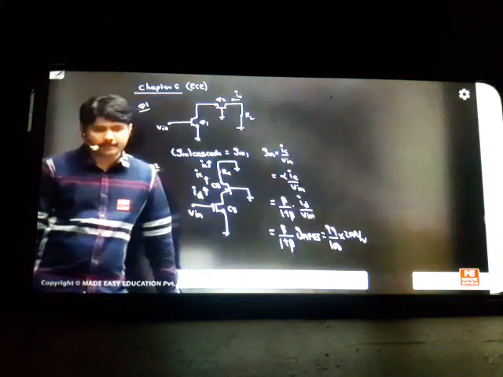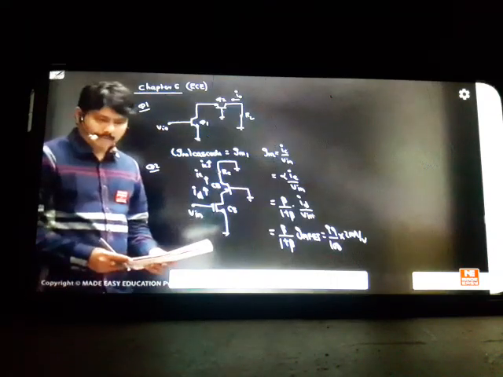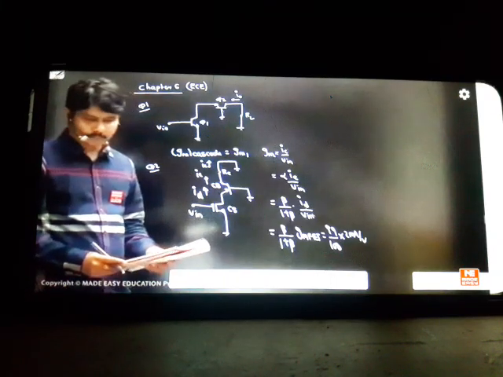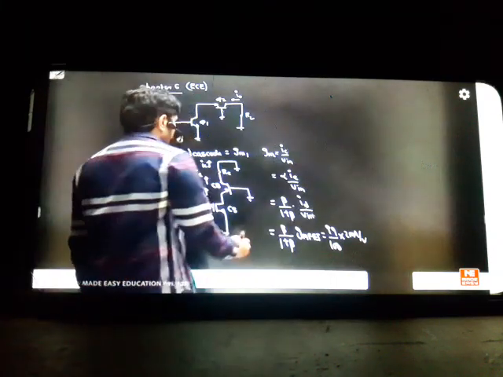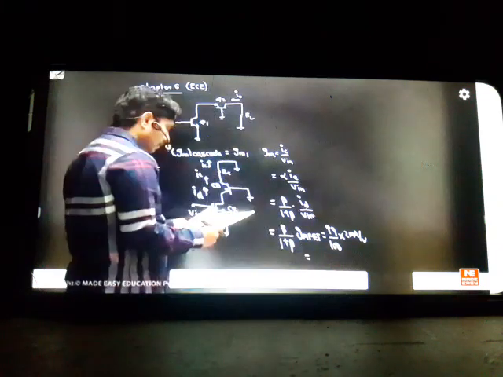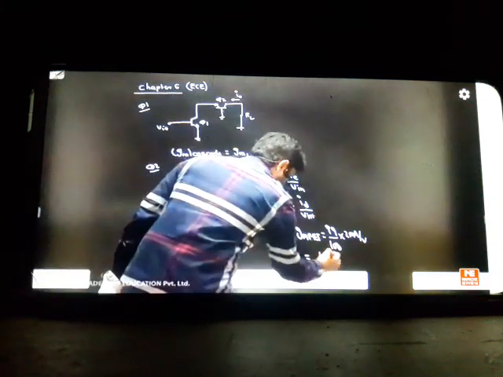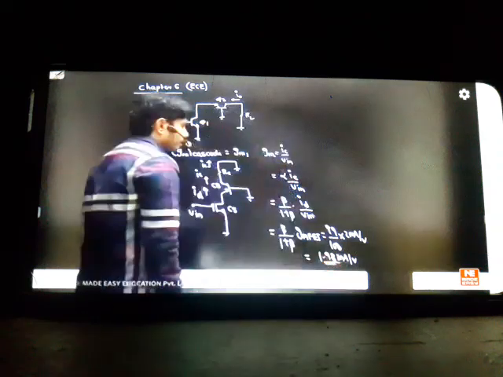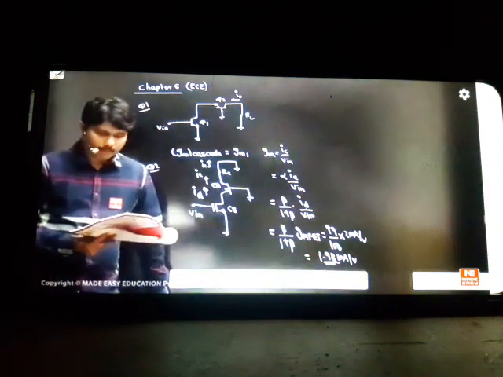Alpha can be written as beta by 1 plus beta. So question number 2, D is the correct answer. The answer comes to 1.98 milliampere per volt.